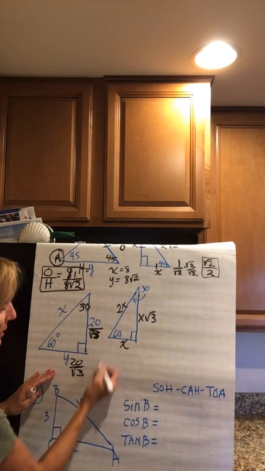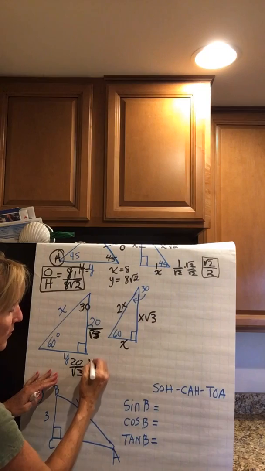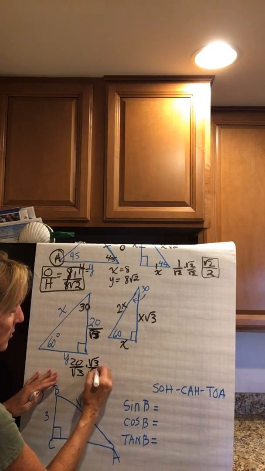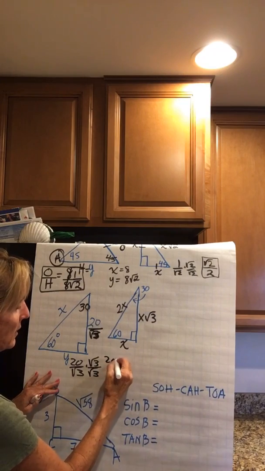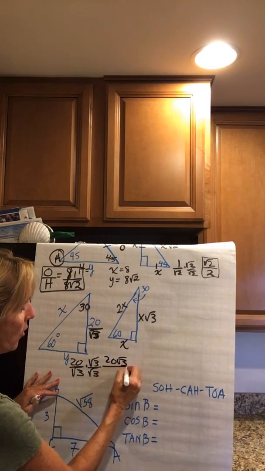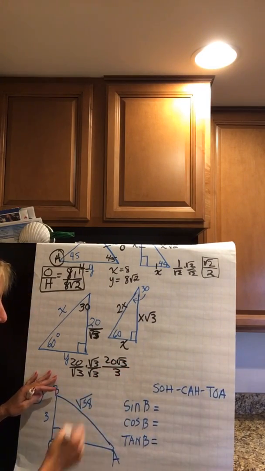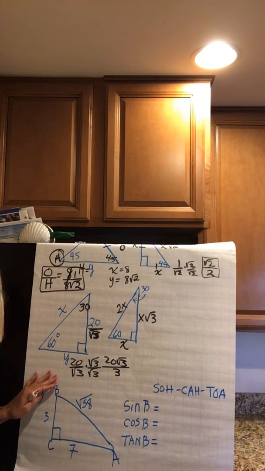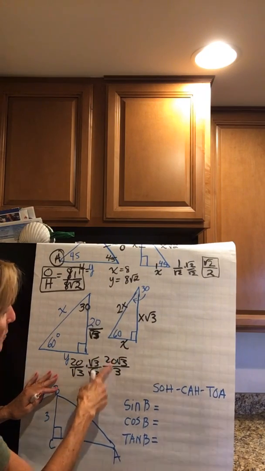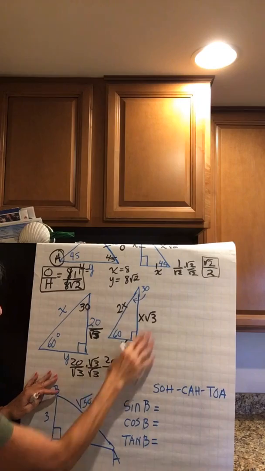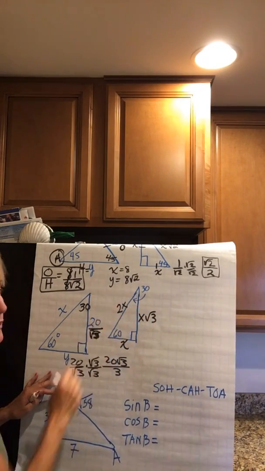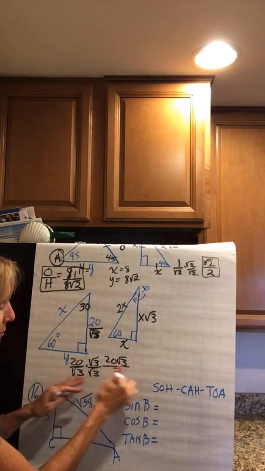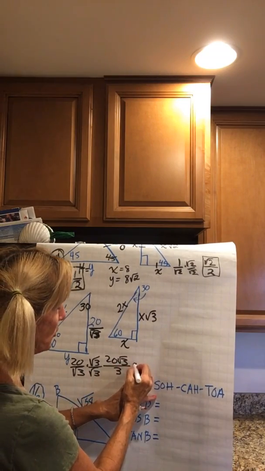Probably shouldn't have written it there. And then I'm going to rationalize the denominator. So y equals 20 square root of 3 over 3. That's what y is. So now to find my hypotenuse, well, I'm going to look over here. To find my hypotenuse, I just double this. Double it means you just multiply it by 2.